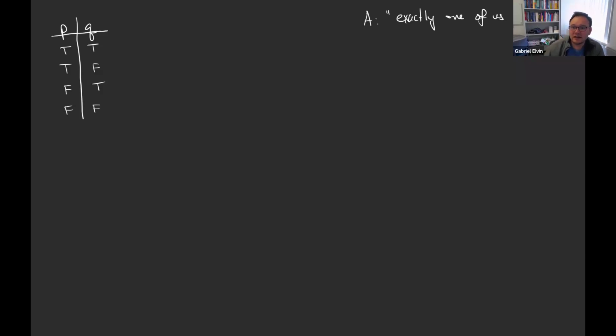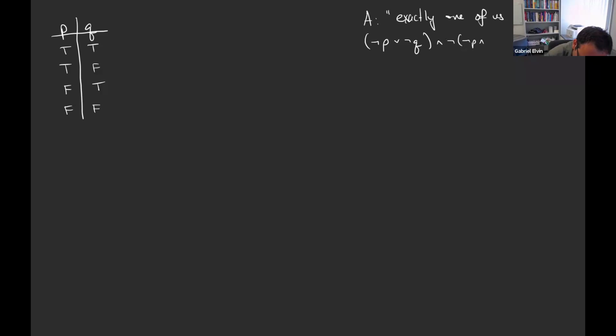So we want that A is a knave, or B is a knave, but we don't want them both to be knaves, right? So we can say something like, they're not both knaves, so not P and not Q. Oh, whoops, did that wrong. This is a convoluted way of saying this, and there's a much simpler way that I want to get to in a second.